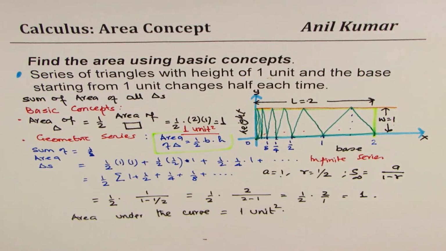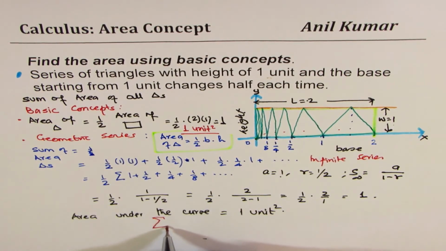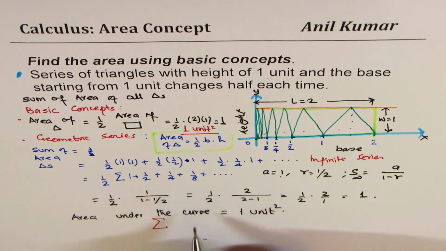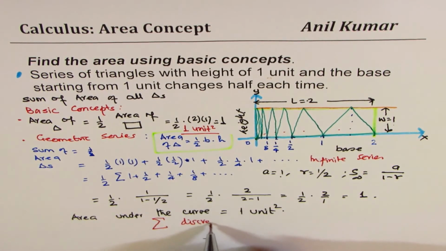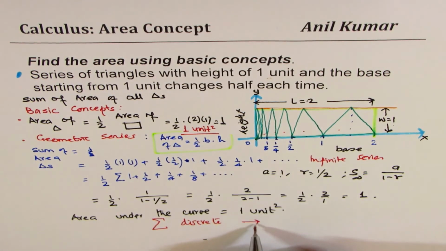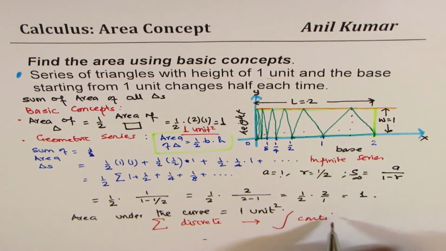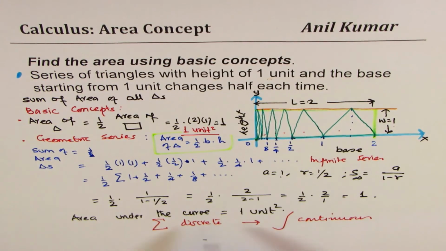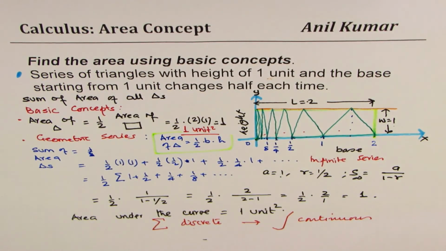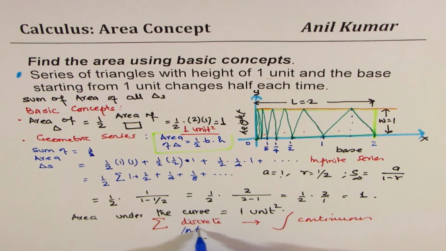Now in calculus, what we are going to do is this sum, which is normally used for discrete numbers, right? Changes to the integral sign, which is for continuous. So that is how we are going to switch from discrete to continuous, and I hope it forms a bridge for the concepts of integration.